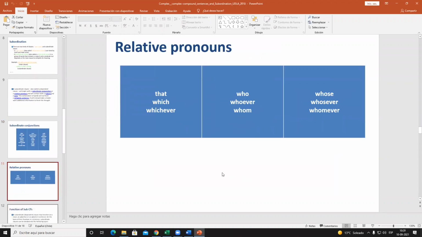Then relative pronouns: that, which, whichever, who, whoever, whom, whose, whosever, whomever. What it means is the following. These are considered to be relative pronouns when they replace noun phrases as subjects inside of dependent clauses.